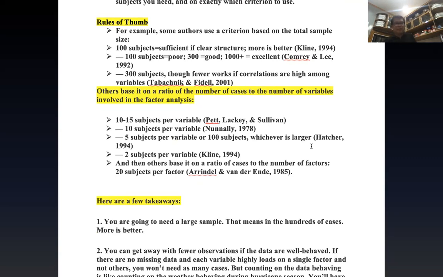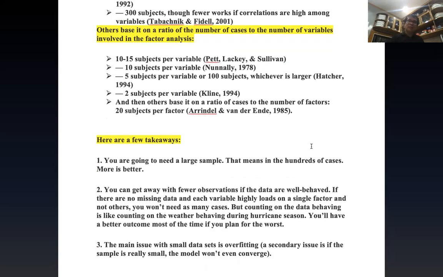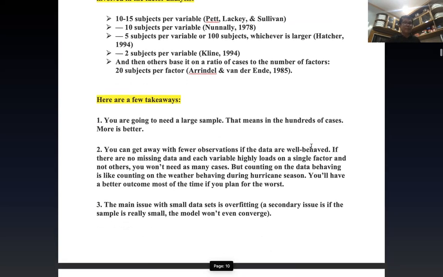Here are a few takeaways. Number 1, you're going to need a large sample. That means in the hundreds of cases, more is better. Number 2, you can get away with fewer observations if the data are well behaved. If there are no missing data and each variable highly loads on a single factor and not others, you won't need as many cases. But counting on the data behaving is likely counting on the weather behaving during hurricane season. You will have a better outcome most of the time if you plan for the worst.